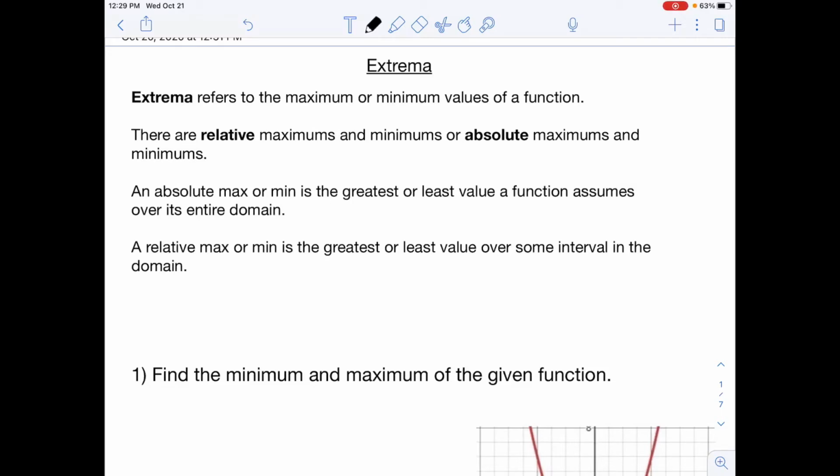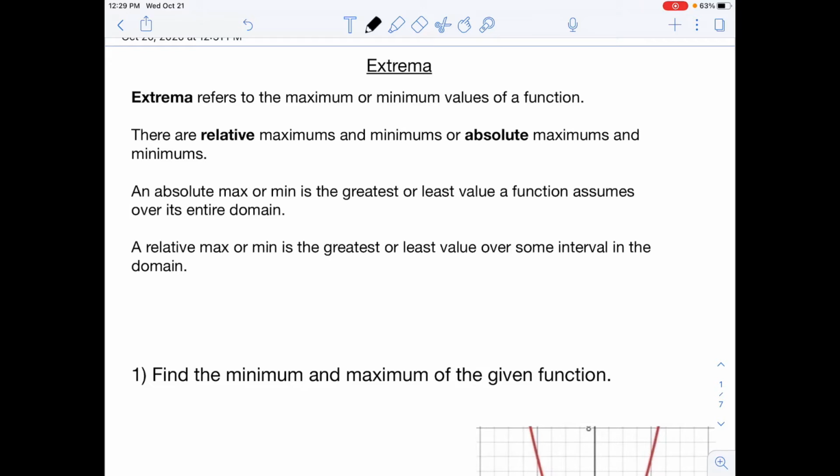All right, guys, so we're going to talk about extrema. Extrema refers to the maximum or minimum values of a function. And you basically have two different types. You have a relative max or min, or an absolute max or min.